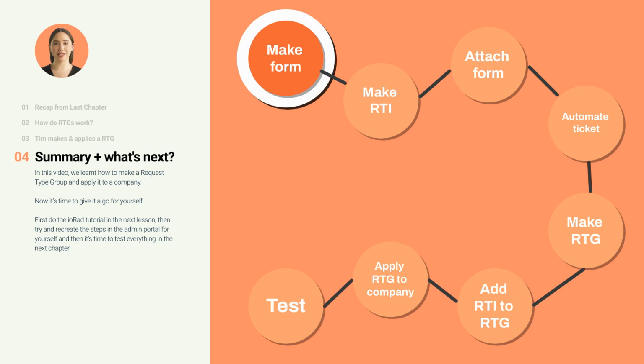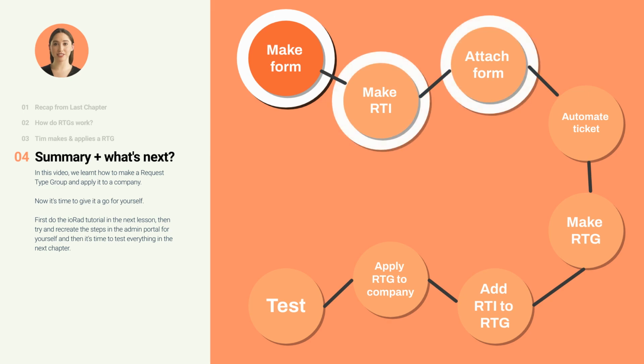Now it's time to try it again, clicking for yourself in the iRod lesson, and then try it yourself in your own demo admin portal. But it doesn't end there. We will then show you how to actually get the form to show up in the customer organization service catalog by making something called a request type item in the next chapter.